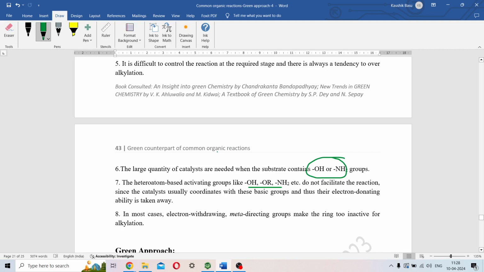So you need to use like 1.1 equivalent of catalyst, so that one equivalent complexes with the OH or the NH2 group that is present in the substrate, and the rest 0.1 or 10% excess that you are using is actually acting as the catalyst only. So this is another problem. Electron withdrawing meta directing groups, if they are present, the reaction is a complete failure.